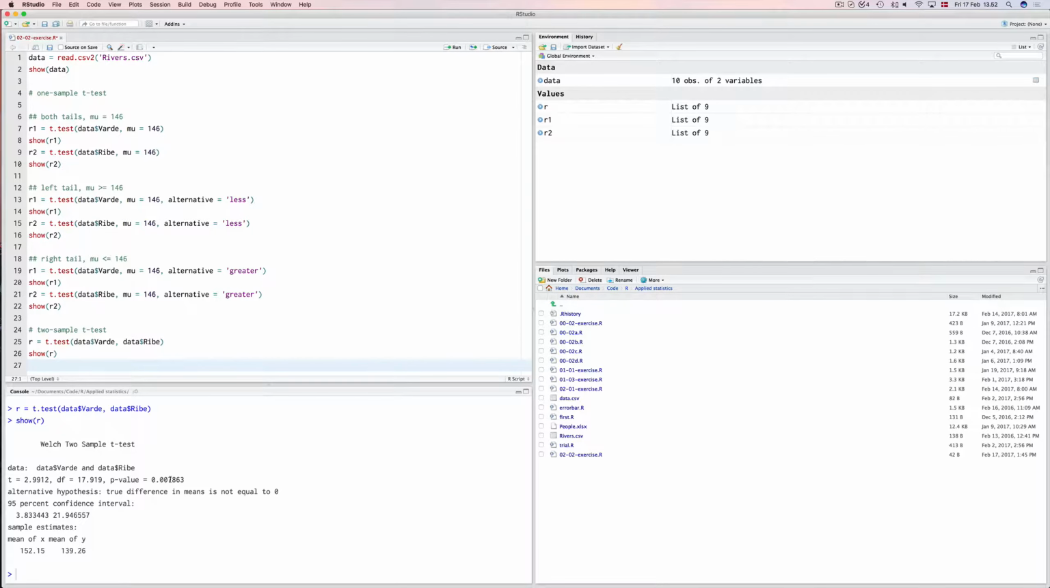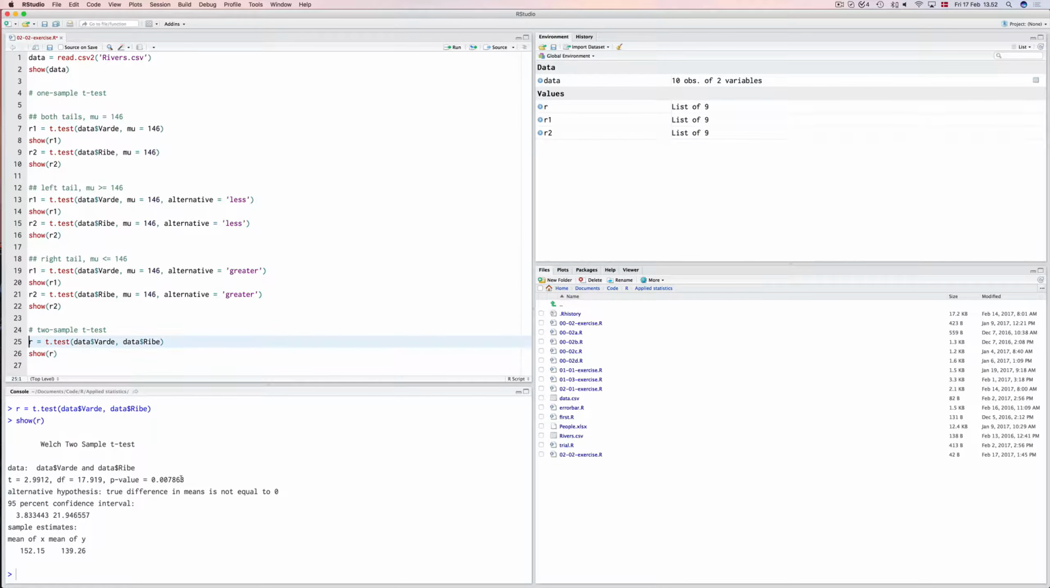And again, if you compare it with our calculations, you will find the same value, 0.8% chance to get samples like we have, or even more extreme, if the whole rivers, if we take these two rivers, they have the same average chloride. So it's a very small chance. So we cannot accept the null hypothesis in this case.